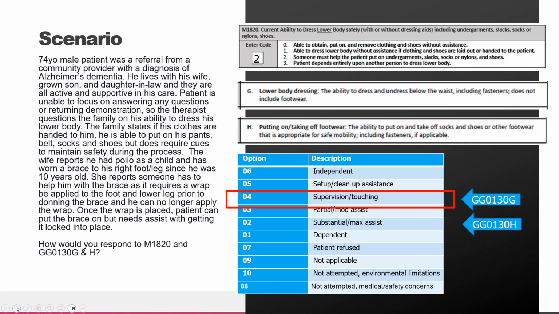As far as my footwear, one more, Jan. I'm going to put substantial or max assist because he's not totally dependent. He can at least put it on. What he can't do is put that wrap on and then fasten it up. So somebody else is completing greater than 50% of that task for him to put that brace on. So I'm going to mark GG0130H as 2, substantial or max assist.